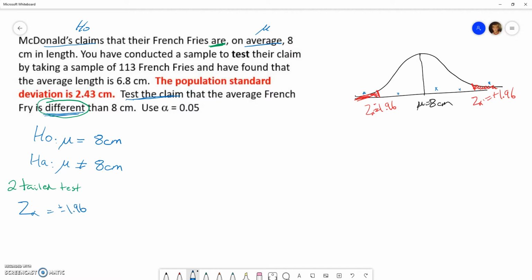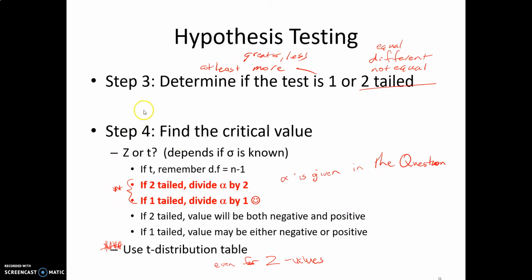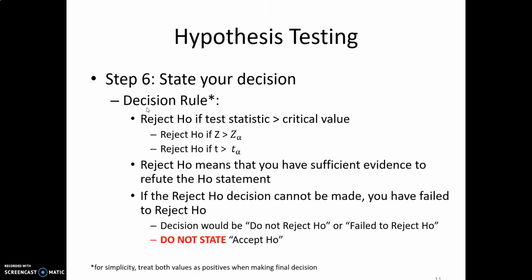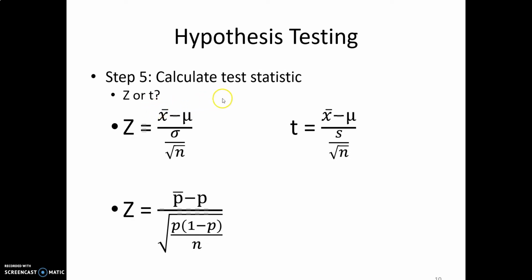So step 1, find the null hypothesis. Step 2, the critical value. Step 3, tell me if it's a one-tailed or two-tailed test. Step 4 is to find the critical value. Now we can go on to step 6 or step 5, by calculating a certain test statistic.